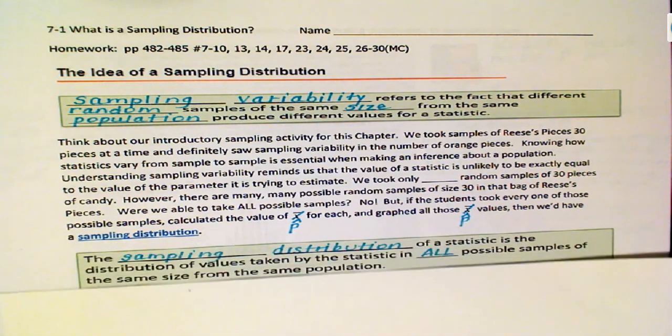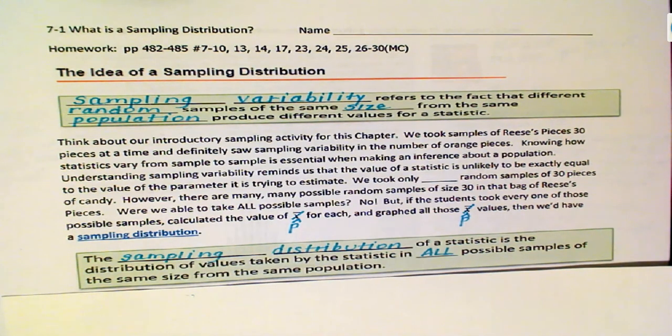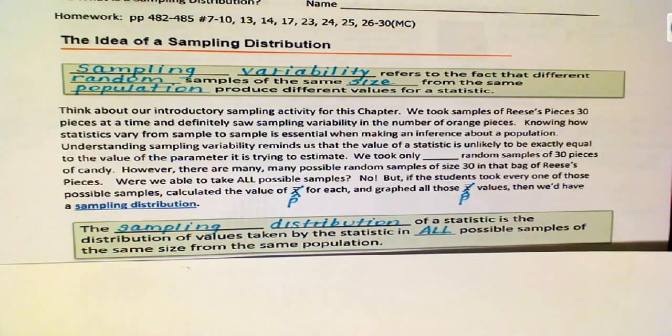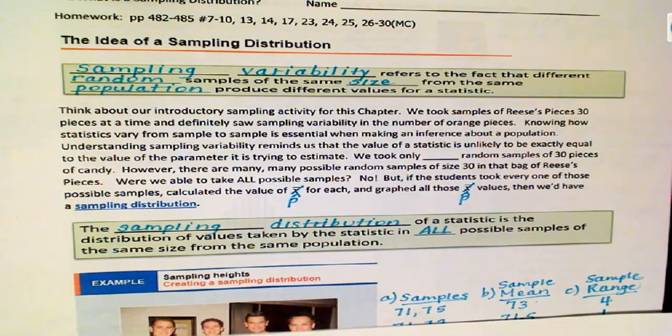And so here's the definition of a sampling distribution. The sampling distribution of a statistic is the distribution of values taken by the statistic in all possible samples of the same size from the same population. So if you could take all possible samples and record whatever statistic you were looking for, which most of the time is either the sample mean or sample proportion, like in this example, all the p hats for every single sample, you would have the sampling distribution. Okay?